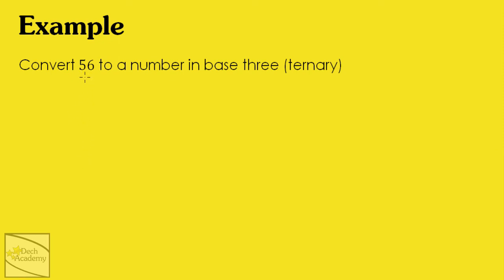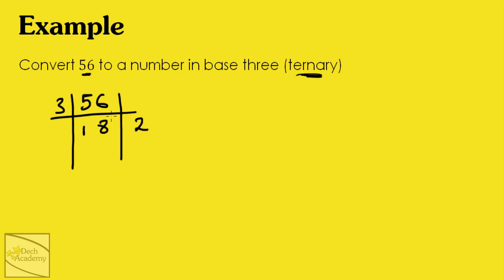Here's another example. We're required to convert 56 to a number in base 3, the ternary number system. So the key thing is we're converting a number in base 10 to a number in base 3. All we have to do is repeatedly divide the number we're converting by the desired base, and then note down remainders in the fashion that I'm going to describe. So 56 divided by 3 is 18, remainder 2. You can check it. 3 times 18 is 54, plus 2 is 56.